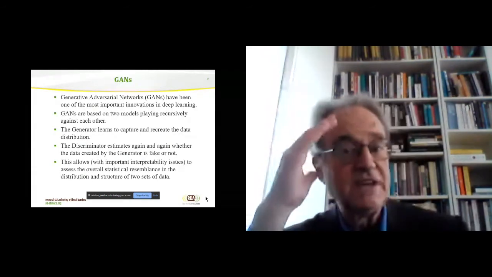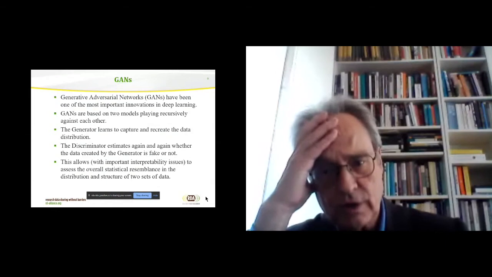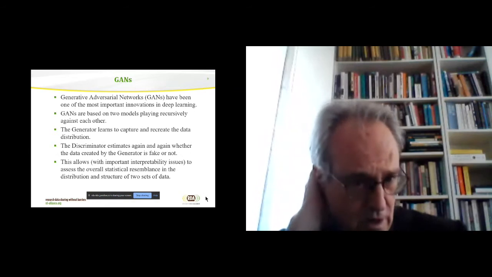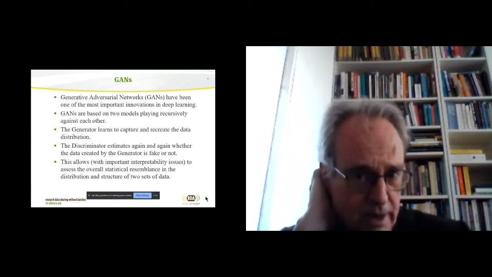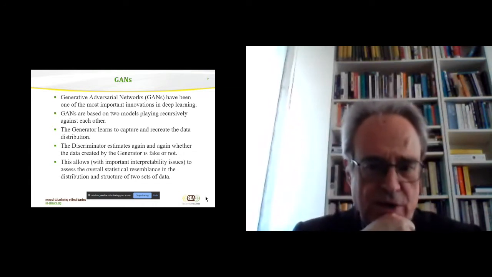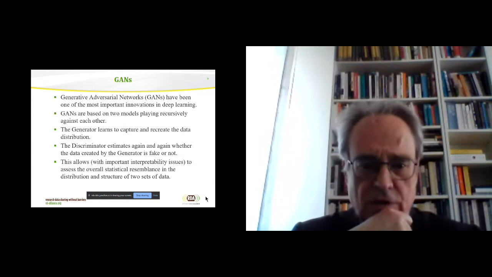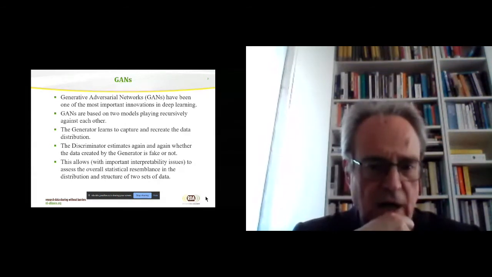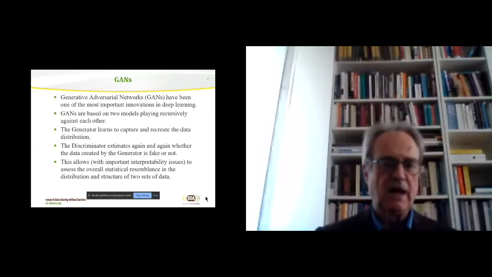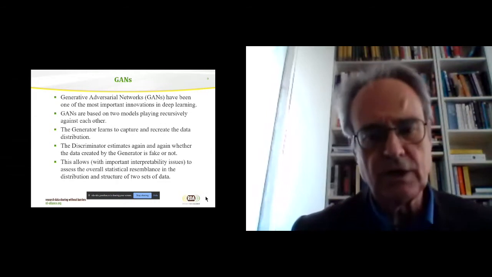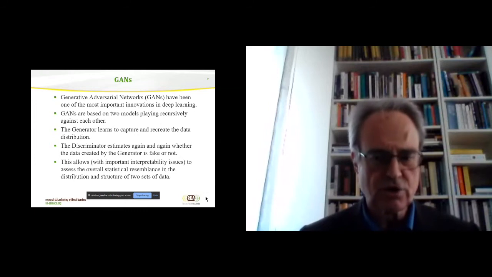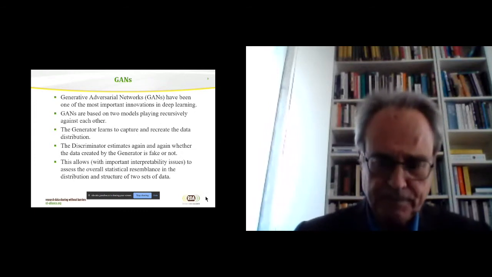So what about these GANs, these generative adversarial networks, which have been one of the most important innovations in deep learning? GANs are based on two models playing recursively against each other. The generator learns to capture and recreate the data distribution. The discriminator estimates again and again whether the data created by the generator is fake or not. This allows, with important interpretability issues, to assess the overall statistical resemblance in the distribution and structure of the two sets of data.